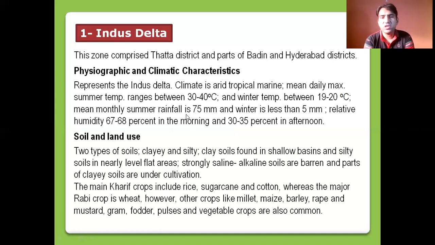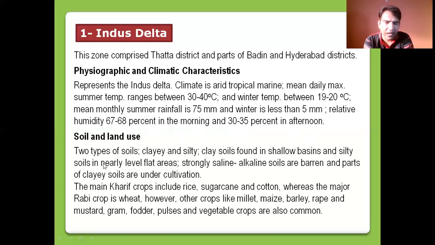While in terms of average monthly rainfall, we have 75 millimeter in the summer, while 5 millimeter in the winter. Relative humidity is 67 to 86% in the morning and 30 to 35% in the afternoon. So this is the climatic and physiographic condition.